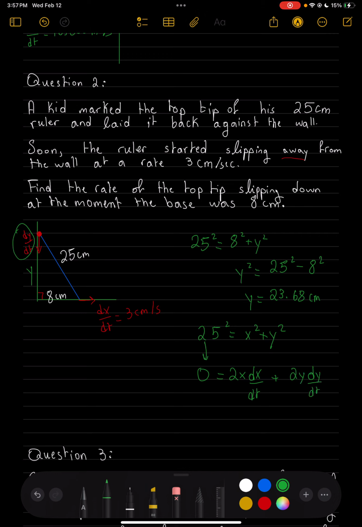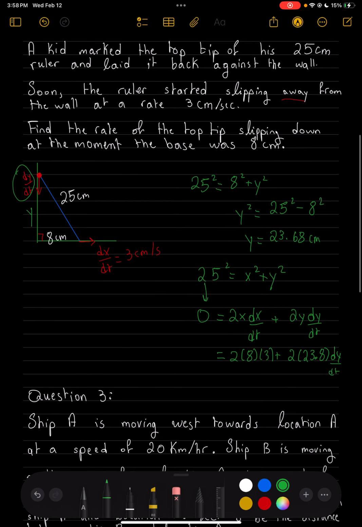Now replacing the variables with their proper values, x is basically 8, so 2 multiplied by 8, dx is basically negative 3 centimeters per second, plus 2y is 23.8 dy over dt. Now 2 times 3 is going to be 6, 6 times 8 is going to be 48, so it's going to be negative 48 equals 2 times 23.8, which is going to be 47.37.